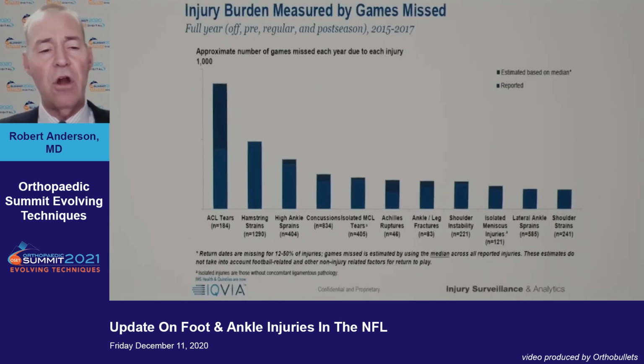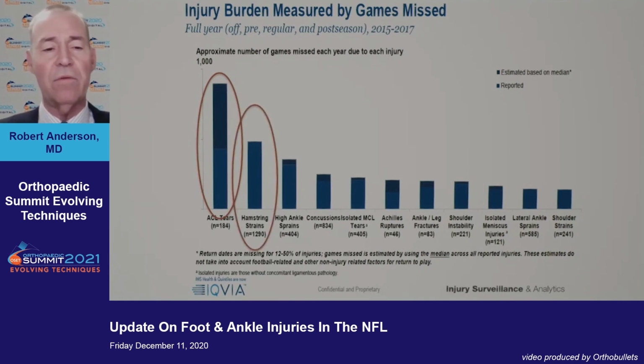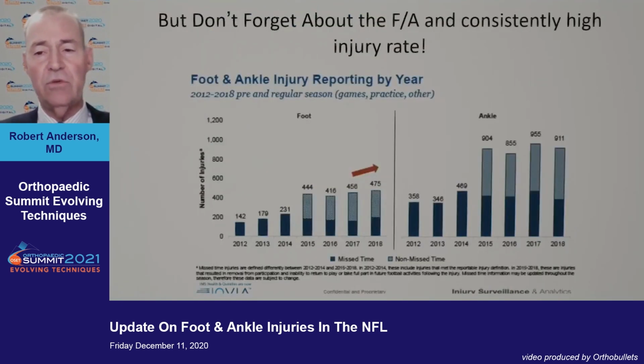When we look at the charts, we can see that ACL tears are the number one injury burden in the NFL, followed by hamstring strains. But if you go one more down, you'll see that high ankle sprains are third in place. And again, this is very concerning, as the number of injuries occurs on a consistent basis. The foot and ankle is not far behind. If you look at the injuries of the foot, they're just going up every year in a consistent fashion. And the ankles remain consistently high year after year after year.